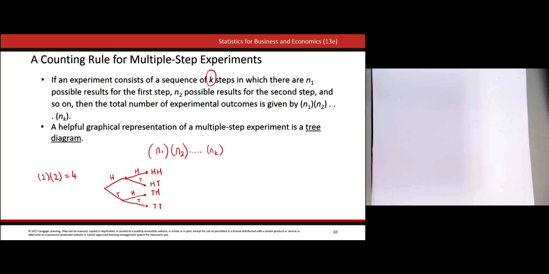But the good thing about the counting rule for multiple step experiments is that it makes it possible to determine the number of outcomes without listing them or without doing the tree diagram. That's the good thing about the counting rules. And being able to identify and count the experimental outcomes is a necessary step in assigning probabilities. So this is for multiple step experiments.